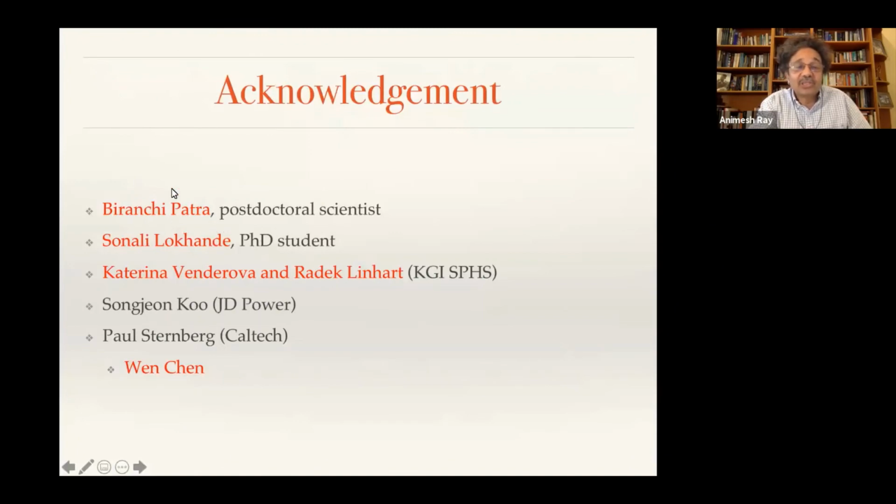The yeast work was done by Biranchi, who started this whole thing in my lab several years ago. Sonali, the PhD student, who actually graduated last year, did all of the computational work. Katerina's lab and Radek did the Drosophila. Songjun Koo is a chief scientist in Jetty Power, actually. He's the machine learning specialist with whom we collaborated, and he was a joint advisor of Sonali. And Paul Sternberg's lab had the PhD student who worked to find the worm homolog.